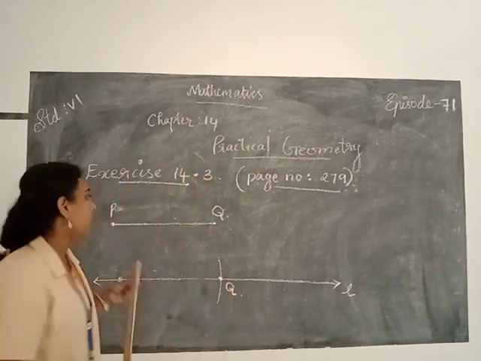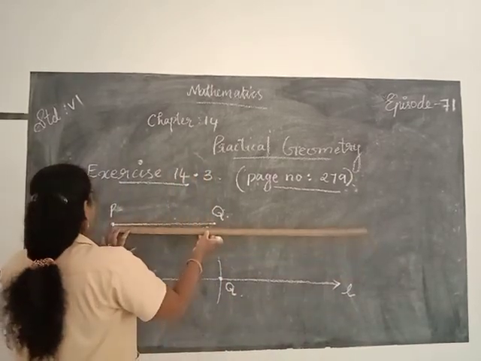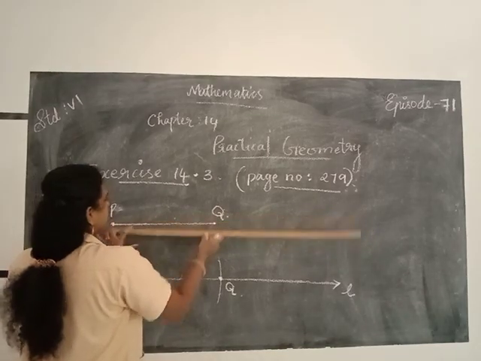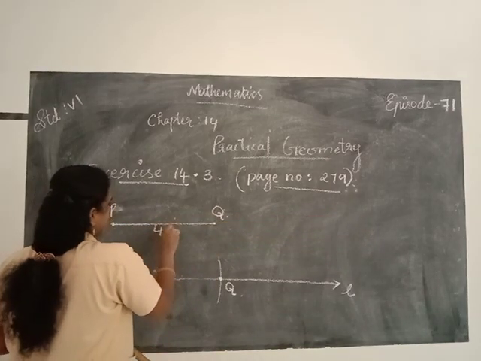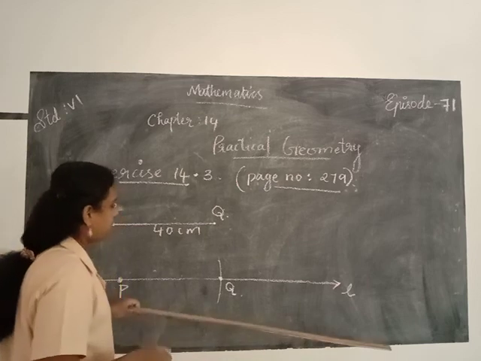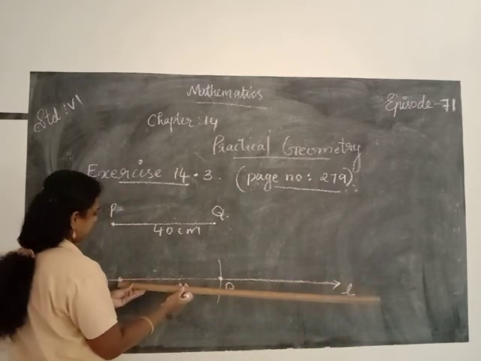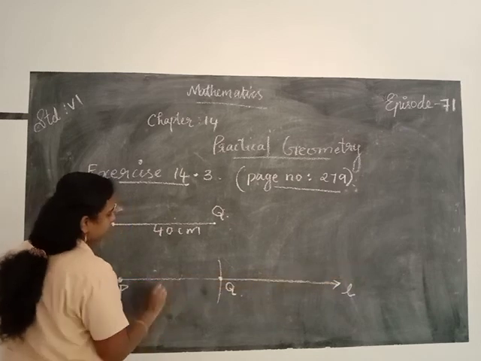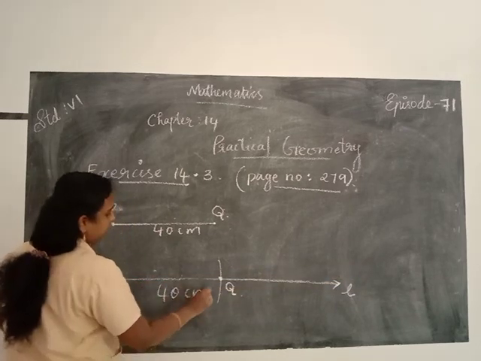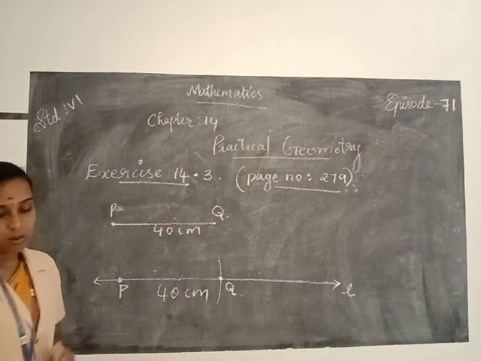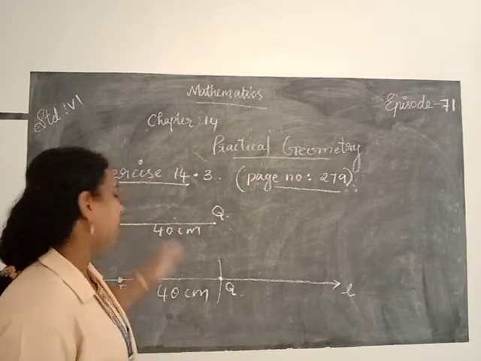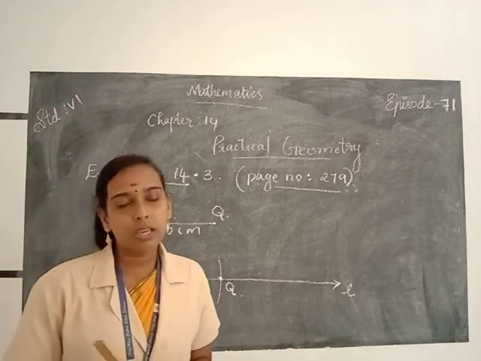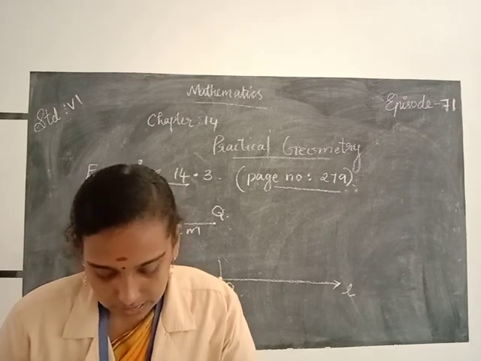Then you measure the length of the line segment PQ. Here it measures 40 centimeters. Then you measure the copy of the line segment, from P to Q, and it also measures 40 centimeters. So we get the exact copy of line segment PQ without measuring the length. Okay. Then the next one.